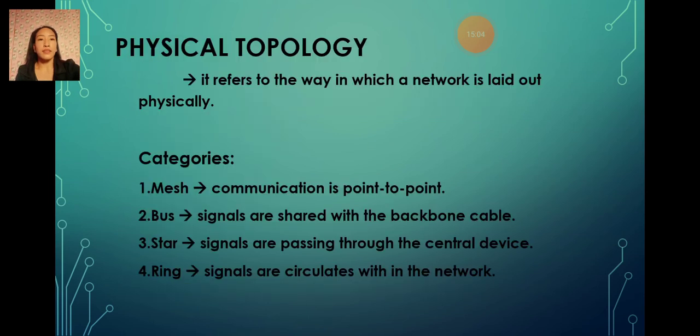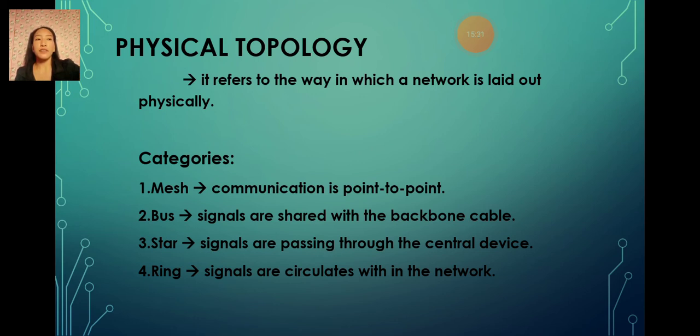Next, physical topology. Physical topology refers to the way in which a network is laid out physically. The method employed to connect the physical devices on the network with the cables, and the types of cabling used, all constitute the physical topology.